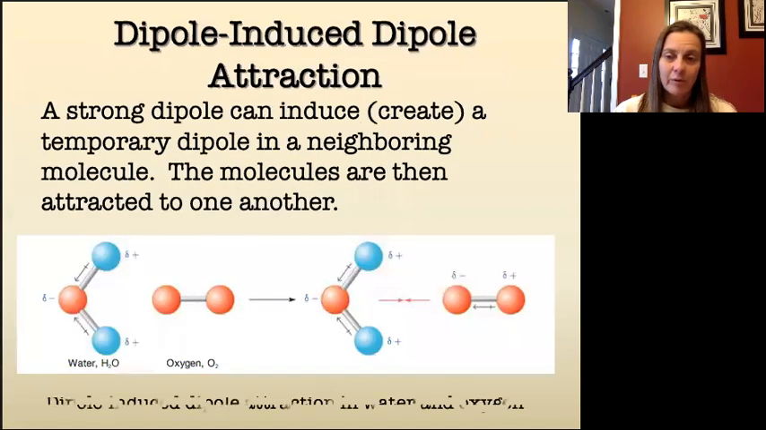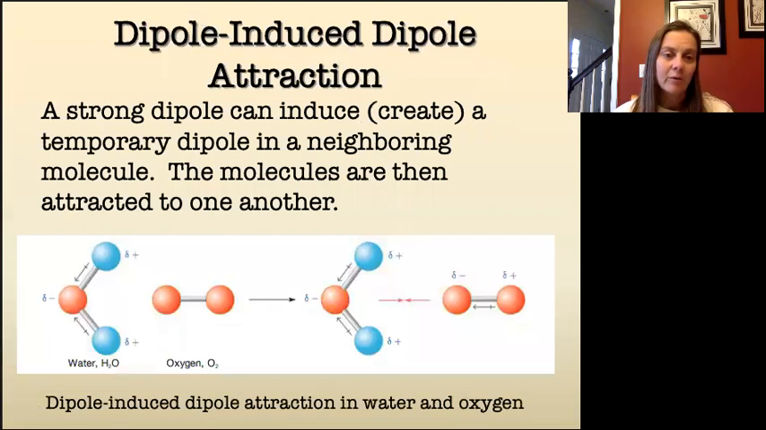So that's dipole-dipole. Now we have dipole-induced dipole. So if we have a strong dipole like water, it can induce a temporary dipole in a neighboring molecule. So water is so very polar that when oxygen comes by, the water will actually pull the electrons in an oxygen molecule towards the positive end of the water molecule, and it will create a temporary dipole in that oxygen molecule. And this is really what's responsible for the solubility of oxygen in water, which is what all aquatic life depends on. So it's incredibly important.